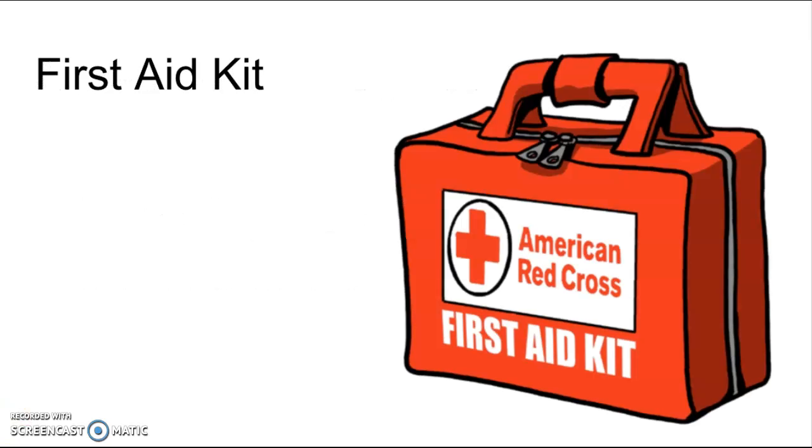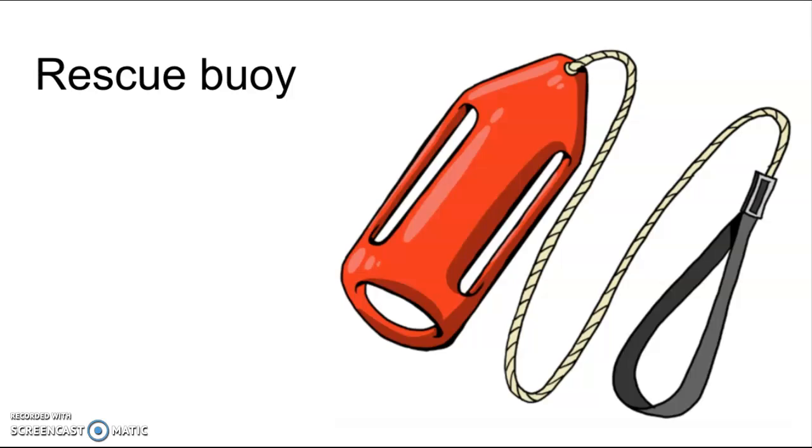Some equipment they might have are a first aid kit. A first aid kit has Band-Aids and gauze and different things that can help us with minor emergencies. They might often have a rescue buoy, which is an object that is a hard plastic that is hollow. It floats and it has certain handles on it.